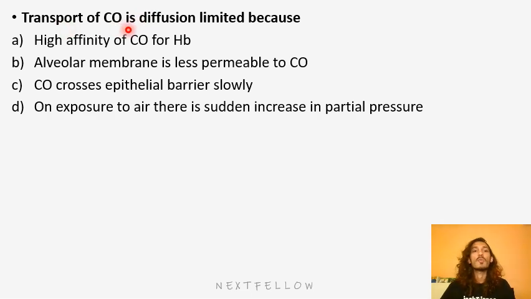Transport of carbon monoxide is diffusion limited because of... there are various options here. We already know it because of its affinity. So high affinity of carbon monoxide for hemoglobin is the answer.